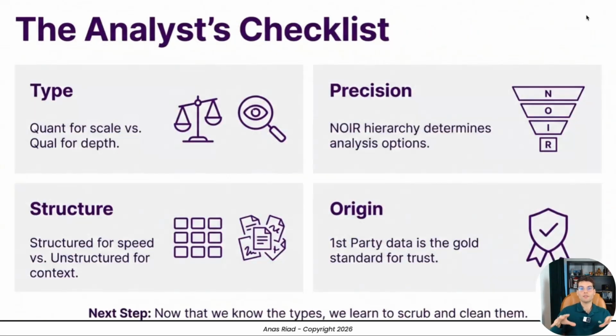So the quick analyst checklist here. Types: is it quantitative or qualitative? Quantitative is to quantify the results, it's numerical. And qualitative is for depth. It's usually textual, natural language information. Precision: here we use the NOIR framework or NOIR hierarchy, which is nominal, ordinal, interval, and ratio. Then we look at the data to see if it's structured, semi-structured, or unstructured. And to remember it easily, any tabular data in the form of tables is structured. Anything else, such as images, audio, video, is unstructured.